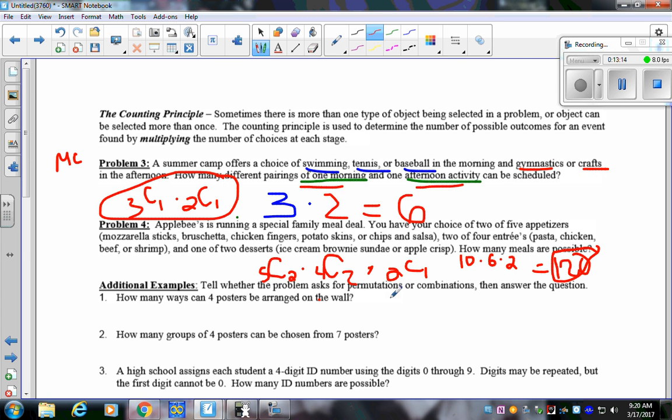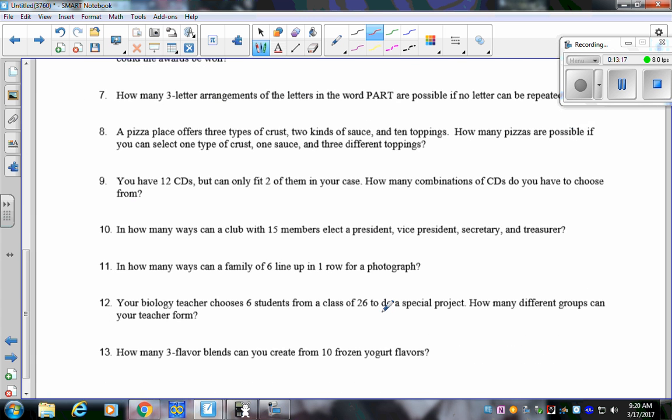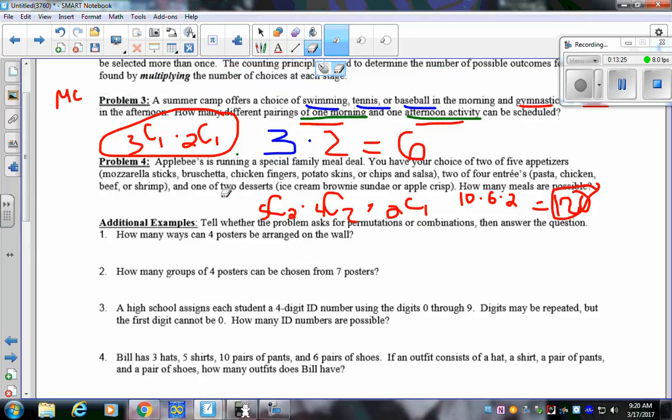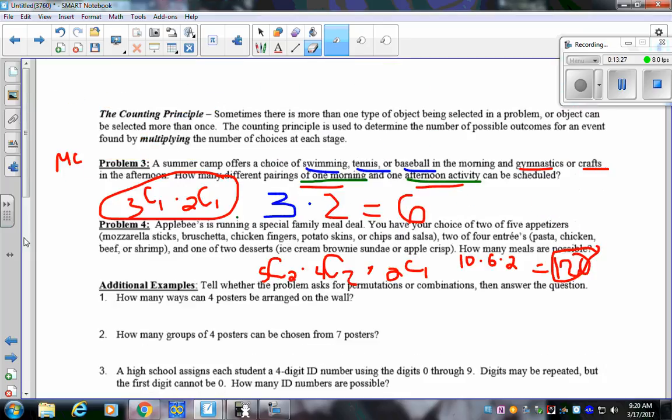Crazy, I know. All right, so what we're going to do right now is go through and do some practice. What I would like for you to do is pause the video and on your own identify if it's permutation, combination, or what I like to call the counting principle. I also like to refer to it as multiple combinations. They're the same thing. Okay, so just go through and label. On the side, write P, C, or counting principle.